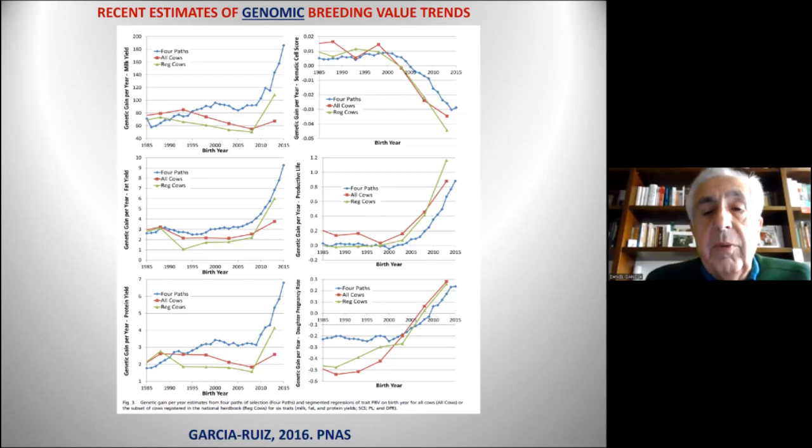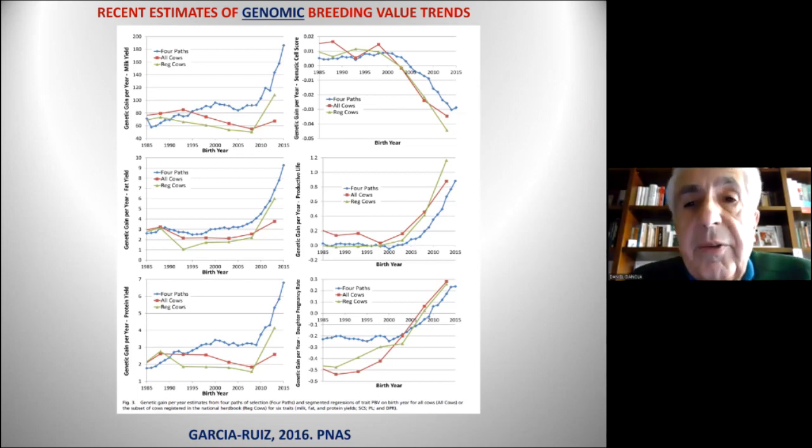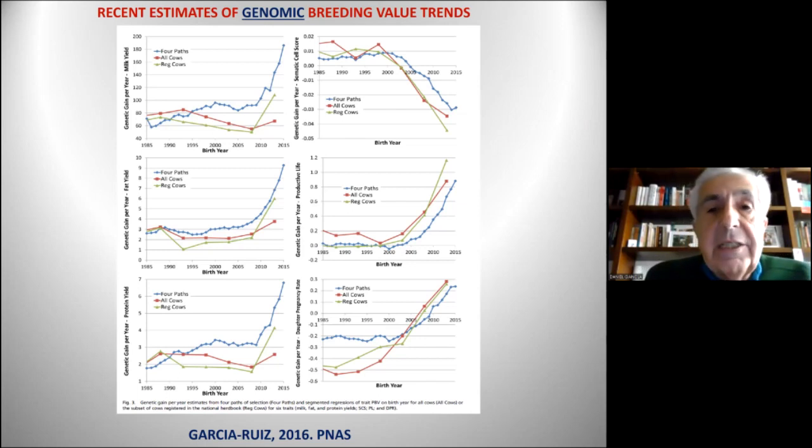And reproductive rate, which was a very difficult trait to improve, and things are moving in the right direction. And this is largely because selection objectives, breeding objectives, have changed in the direction of breeding more functional animals that reproduce better, resist diseases better, and have a more durable life.